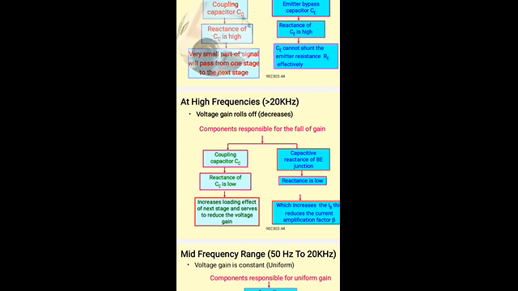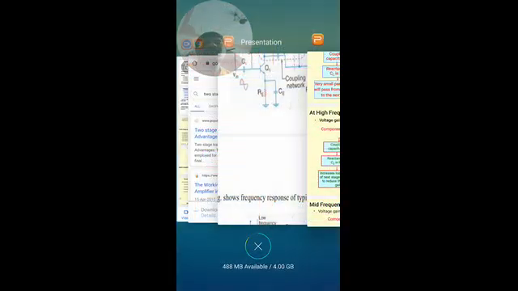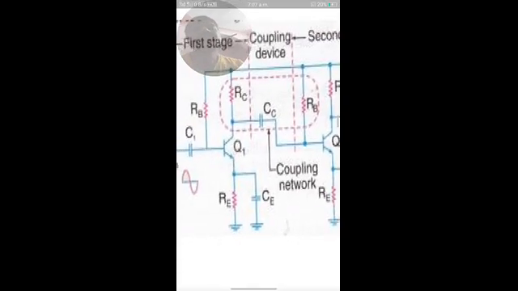Therefore, at high frequencies the coupling capacitor reactance is very low, and when reactance is very low, it increases the loading effect of the next stage, and that reduces the voltage gain. So the loading effect of the next stage will come. At high frequencies, when Xc is very low, since when frequency increases Xc decreases, the coupling capacitor acts as a short circuit.